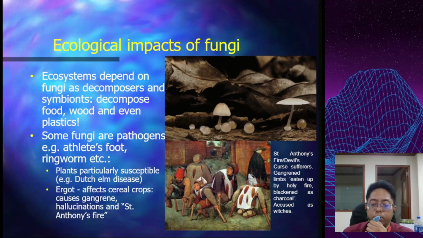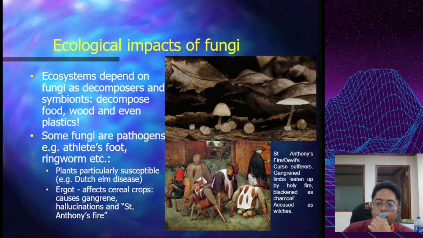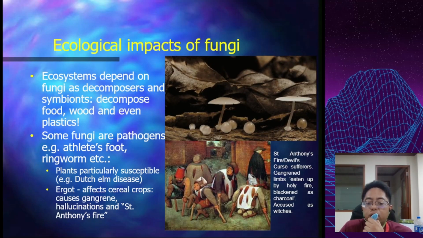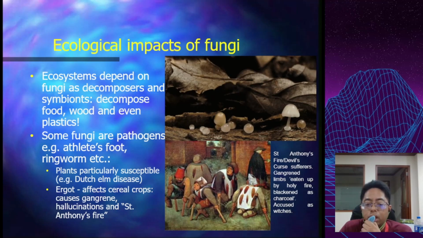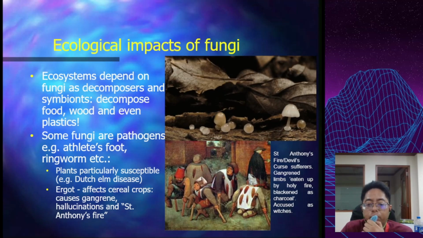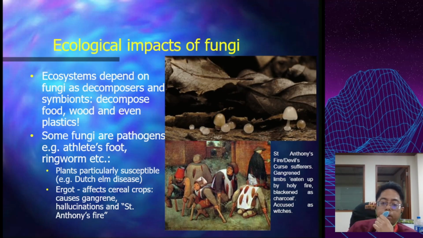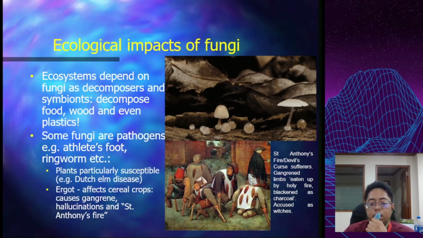It affects cereal crops and causes gangrene, hallucinations, and St. Anthony's fire. So if you can see in this picture, St. Anthony's fire or devil's curse sufferers would have their limbs rotten off, gangrene, and they are mostly bloody. So they are accused as witches because why? It seems like they are cursed.